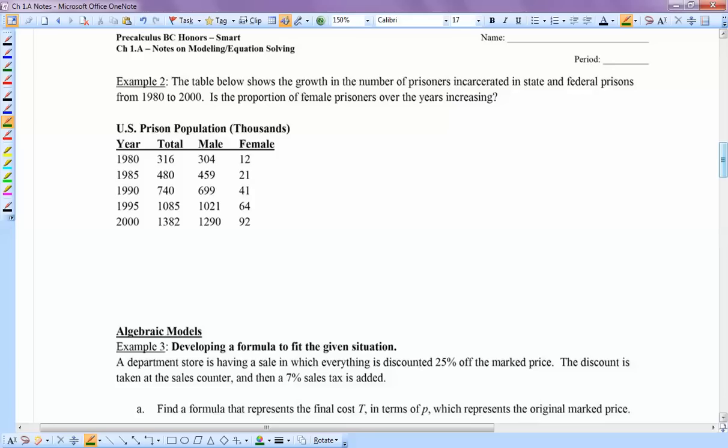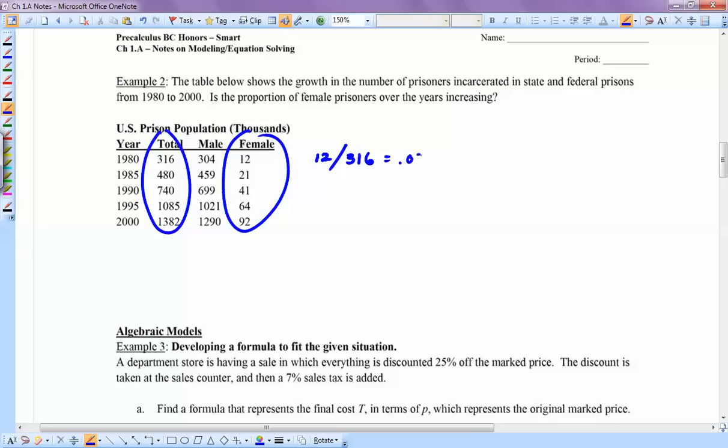it asks, is the proportion of female prisoners increasing? If you look at the data here, the number of female prisoners is increasing, but we need the proportion. So the proportion, we're going to look at females to total. In 1980, there were 12,000 females to 316,000 total. And that comes out to be 0.038.